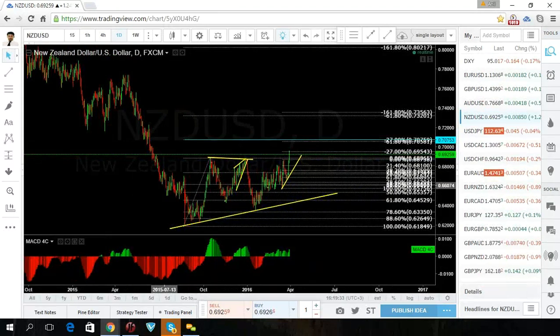So we're looking at this structure. It's more about a structure. We're looking at this structure going up, and we believe this structure may terminate here, and then it starts going back down. So if that happens, we will be looking for a sell setup for a big trade to the downside.